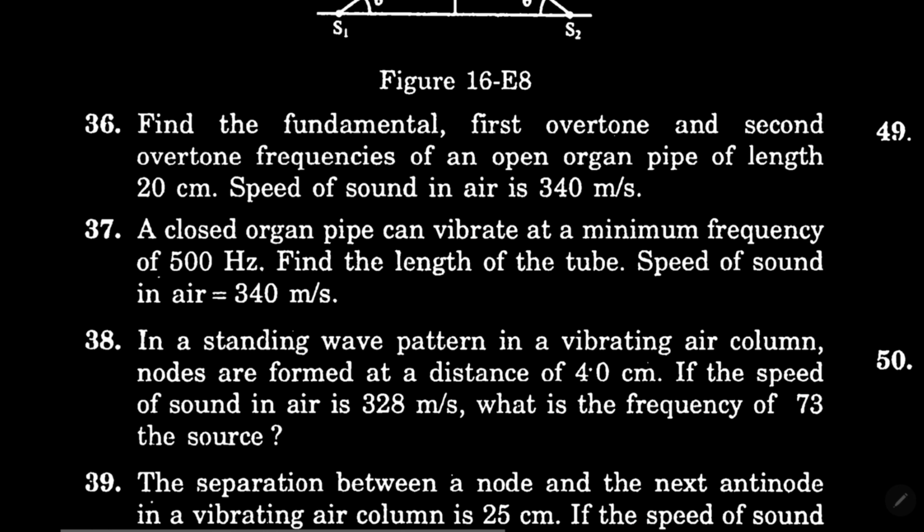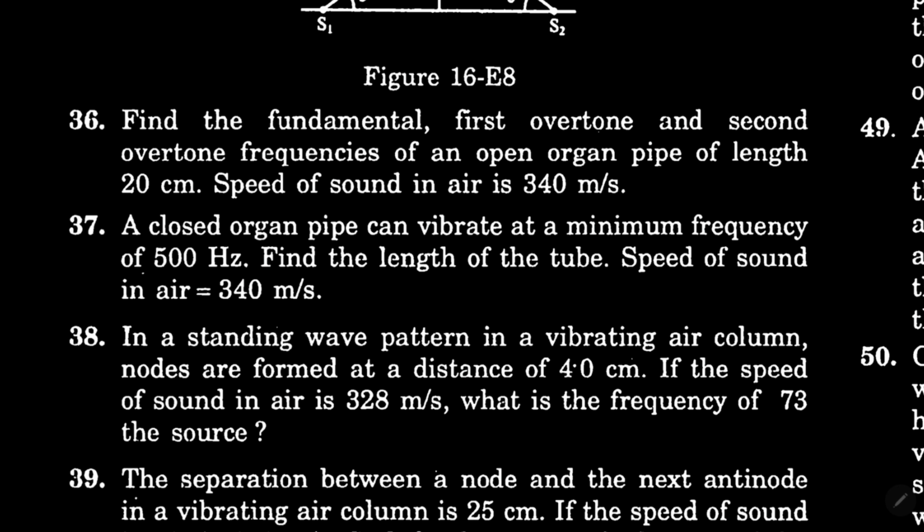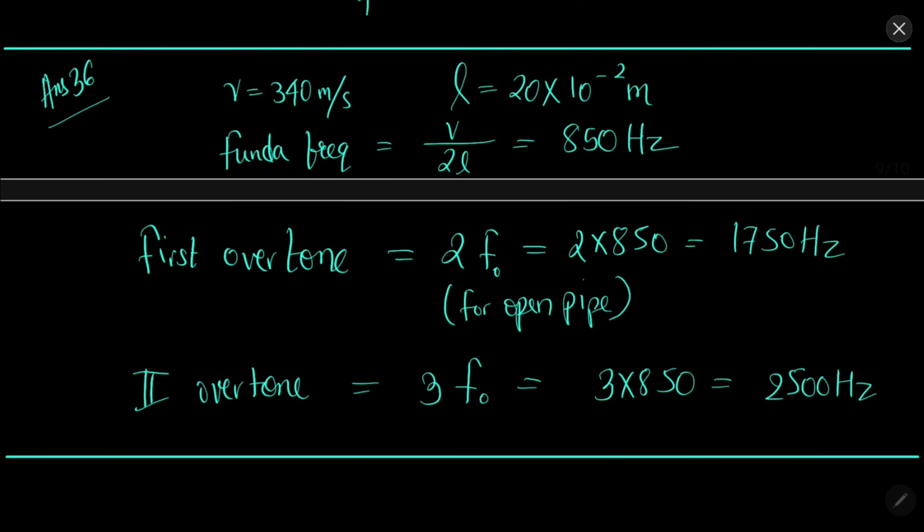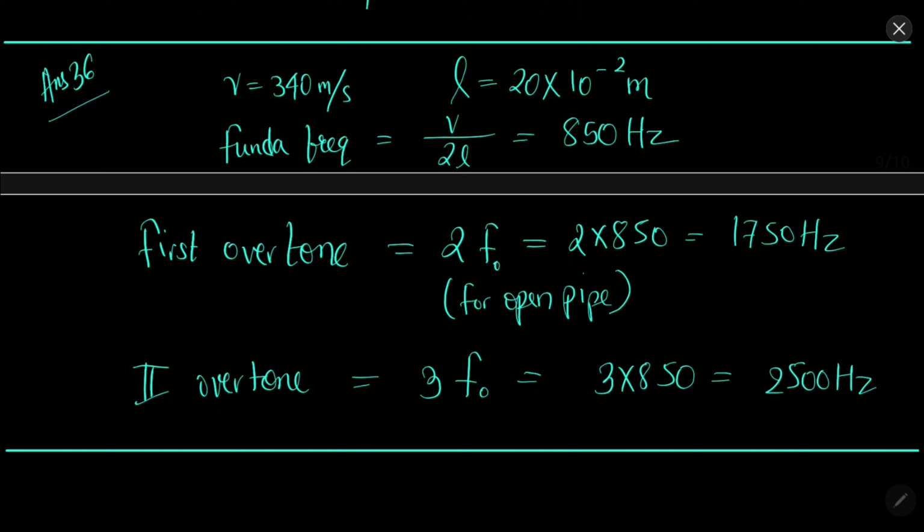In question 36, find the fundamental, first overtone and second overtone frequencies of an open organ pipe. So in this question we have been given velocity and the length. For open organ pipe, this is the formula, so we can directly put the values and find the fundamental frequency, first overtone and second overtone.